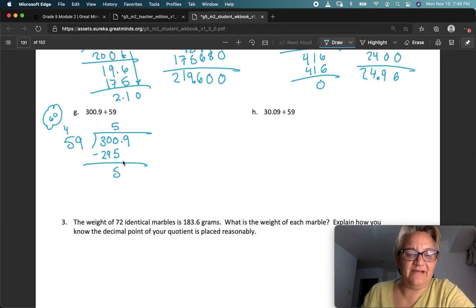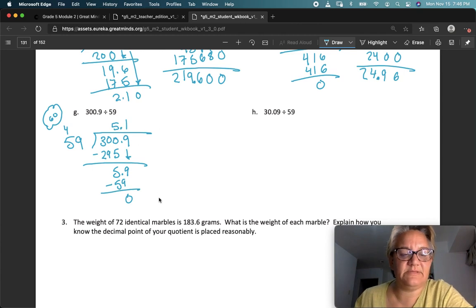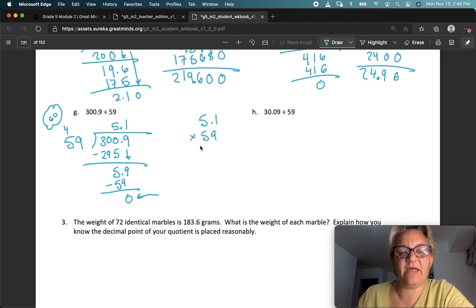Now I have 5 left. I'm going to bring down that 9, and I have 5 and 59 tenths, really. And that'll be 1 time. Okay, so there's my 0. 5 and 1 tenth. And I'm going to multiply that times 59 to see if I get my answer.